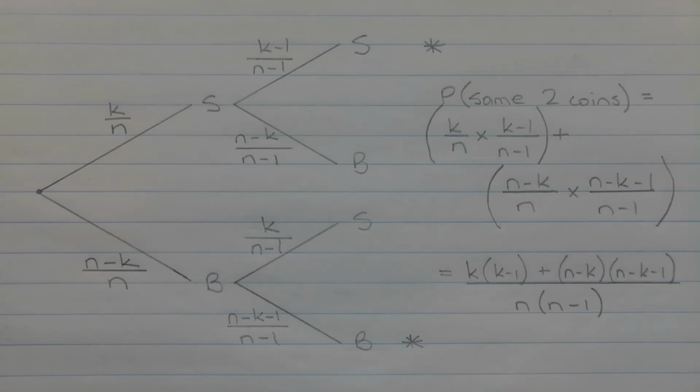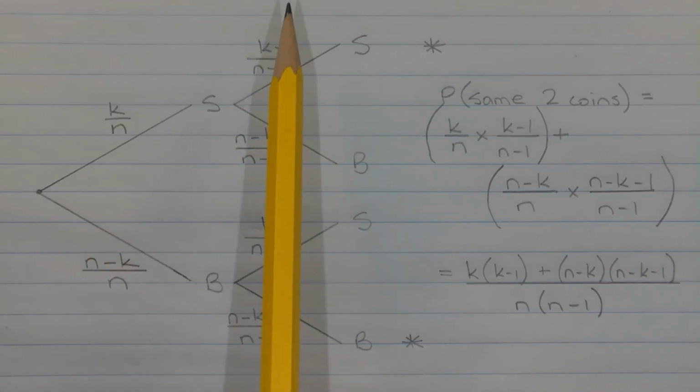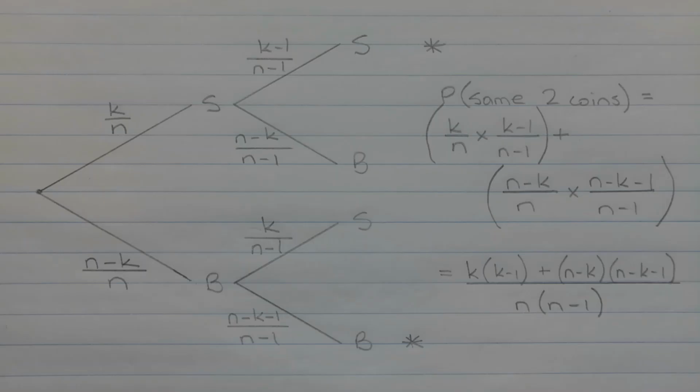So we're depleting the total number of coins in the bag by 1, which is why the probabilities in the second stage, the denominators, are all n minus 1. So n minus 1, n minus 1, n minus 1, n minus 1. We just need to be mindful of the numerators. Let's have a look at drawing a second silver coin after drawing a silver coin in the first draw.